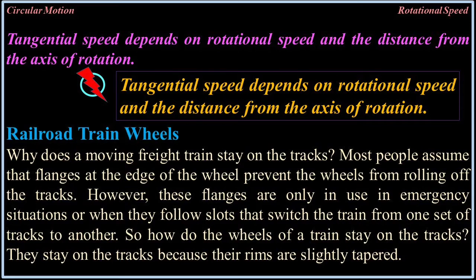Railroad train wheels. Why does a moving freight train stay on the tracks? Most people assume that flanges on the edges of the wheels prevent the wheels from rolling off the tracks. However, these flanges are only in use in emergency situations or when they follow slots that switch the train from one set of tracks to another. So how do the wheels of a train stay on the track? They stay on the track because their rims are slightly tapered.